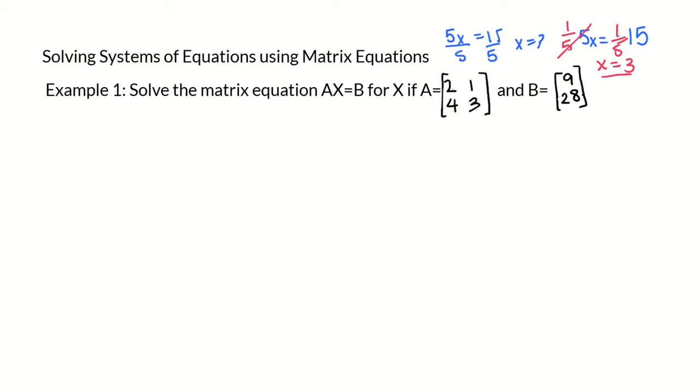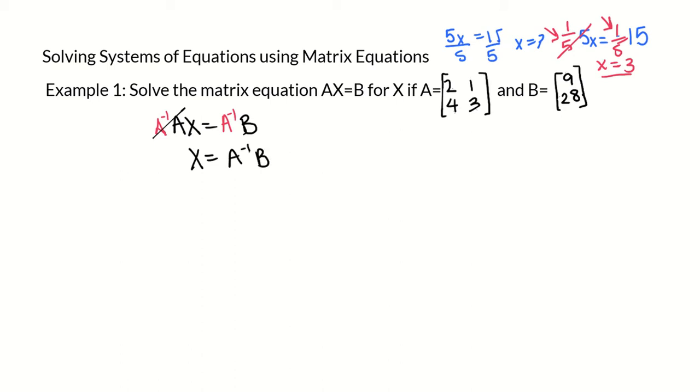Example 1, solve the matrix equation AX equals B for X if A equals [2, 1; 4, 3] and B equals [9; 28]. So in order to solve the equation AX equals B, just like with this algebra example, we want to multiply both sides by the inverse of A in order to get X by itself. Multiplying by the inverse of A makes this left part the identity, and we're just left with X equals A inverse times B.